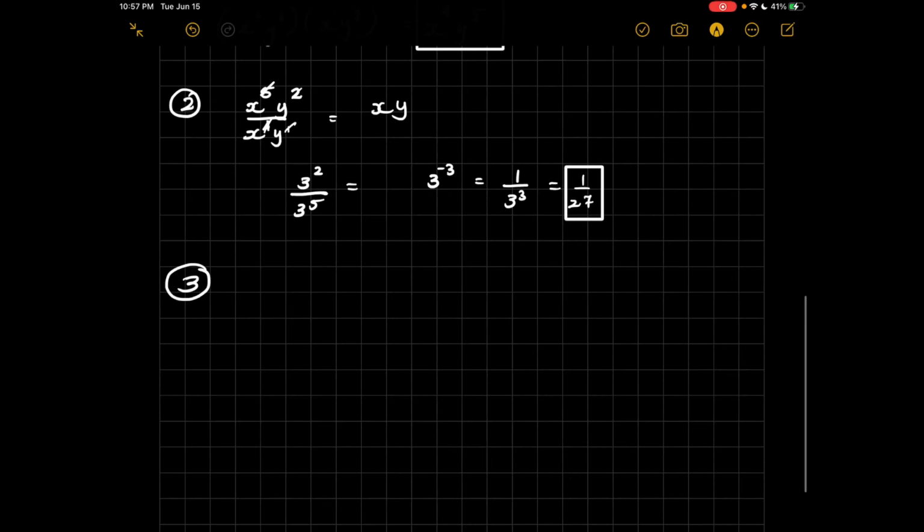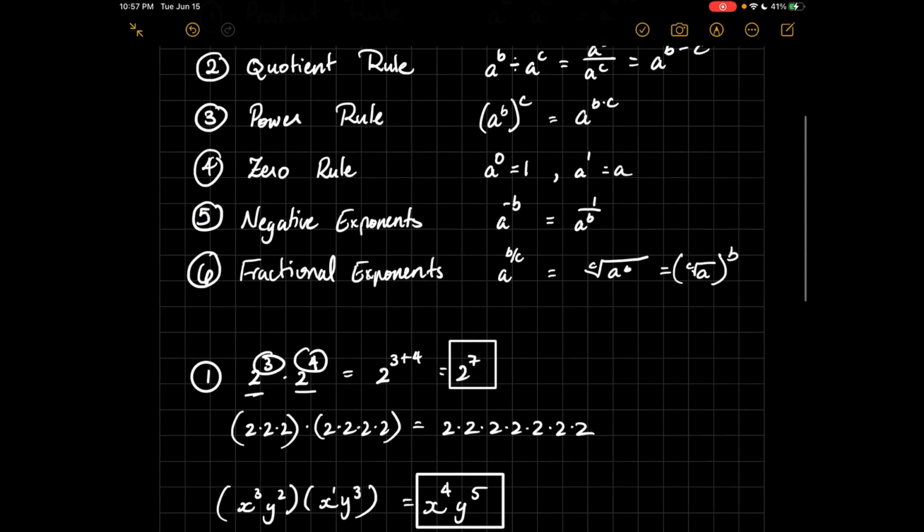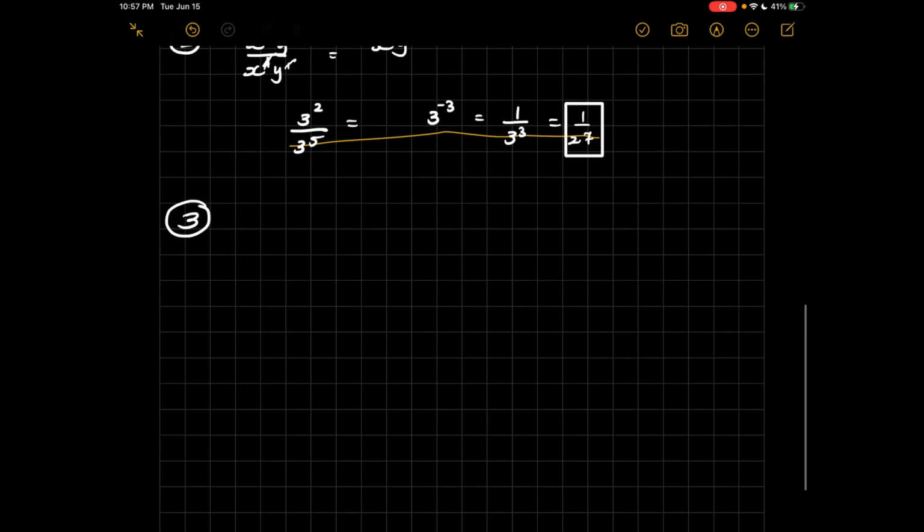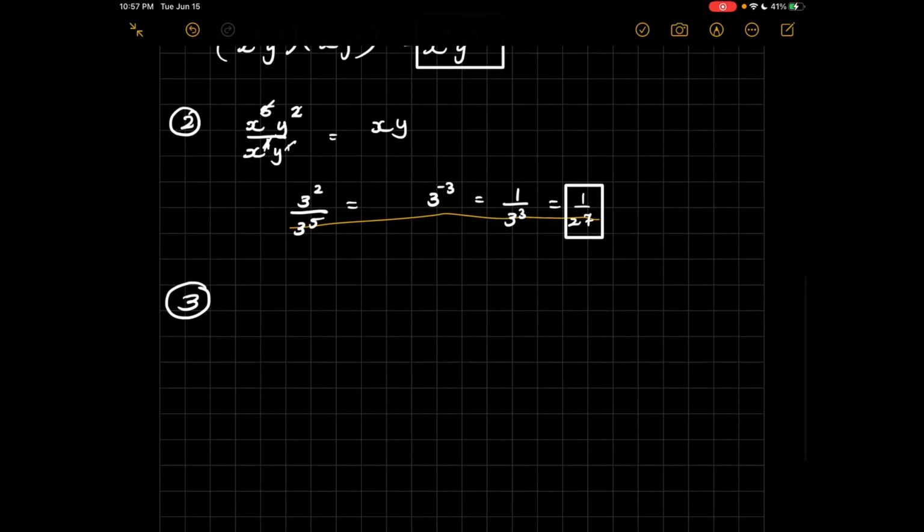Let's try the third rule. With the third rule, we have a power rule. So if I were to do maybe, let's say I were to go with c squared to the power of 3, well, that's just going to be c to the power of 2 times 3, which is c to the power of 6.